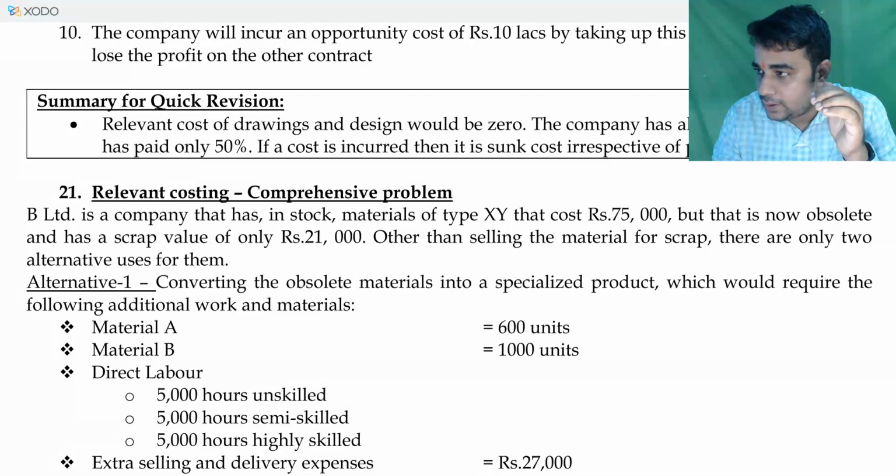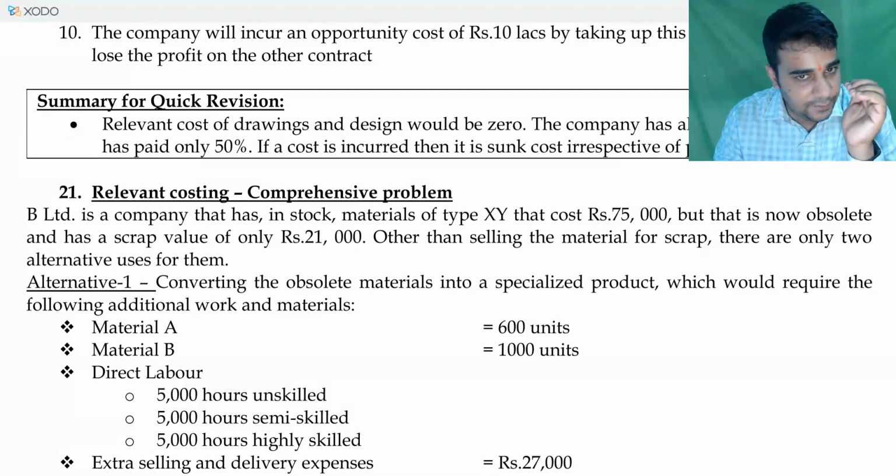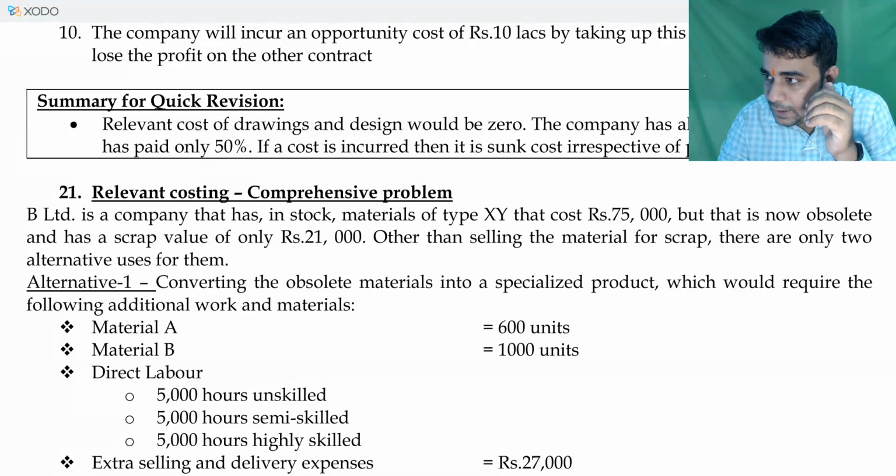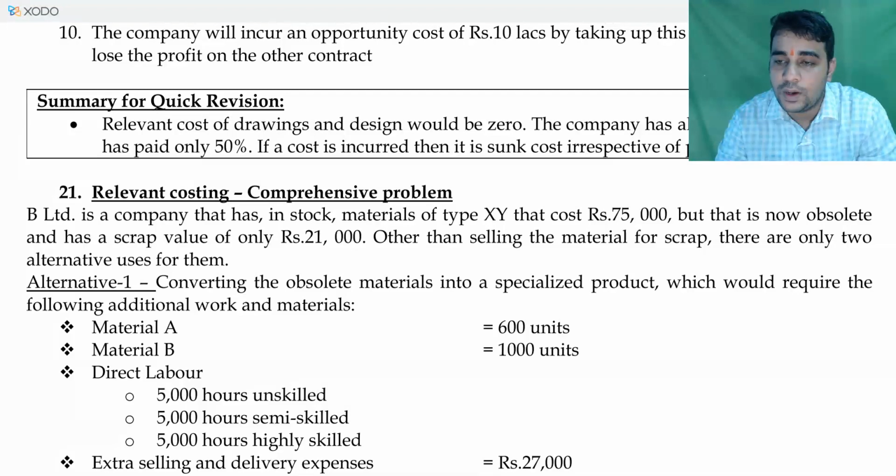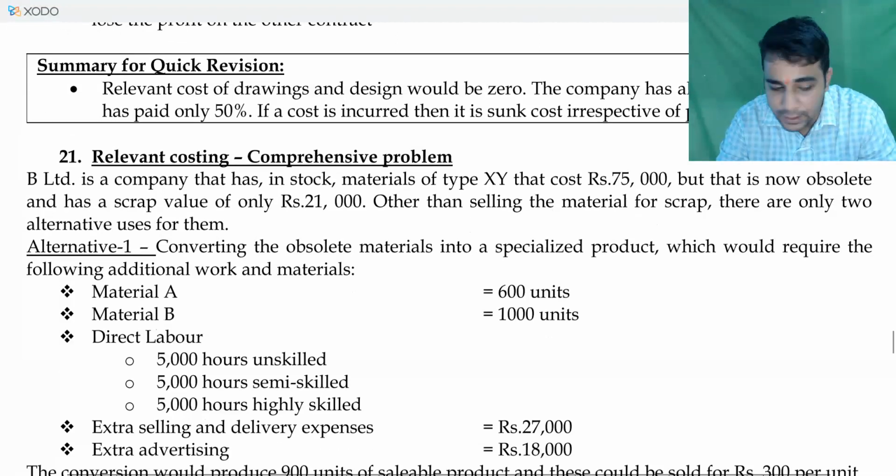I'll analyze alternative 1, find out what is the benefit I have. Alternative 2, what is the benefit. Third alternative, I can sell it as scrap for 21,000. The first alternative is I look at revenue enhancement. Converting into a specialized product will give you extra revenues. So that's the benefit you get.